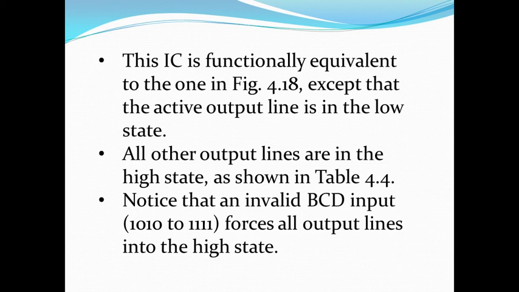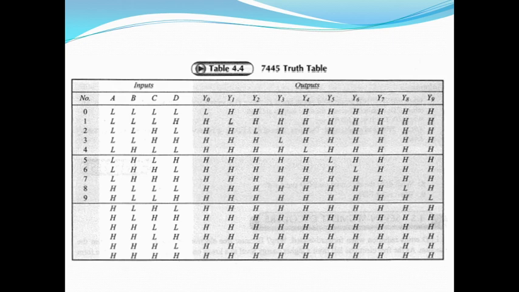Notice that invalid BCD inputs force all output lines into the high state. Which are the invalid BCD inputs? From 10 to 15, that means 1010 to 1111. That is the BCD input which we have considered as invalid BCD inputs. And whenever that input is applied, all output lines will be in the high state only. That you can see in this truth table also. This truth table represents the working of this 7445 IC.